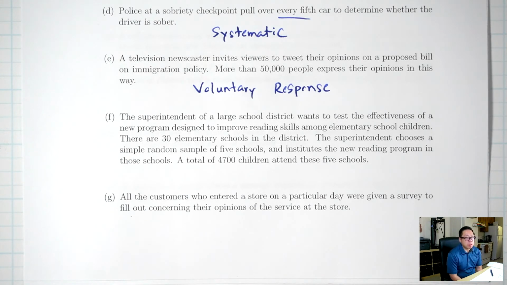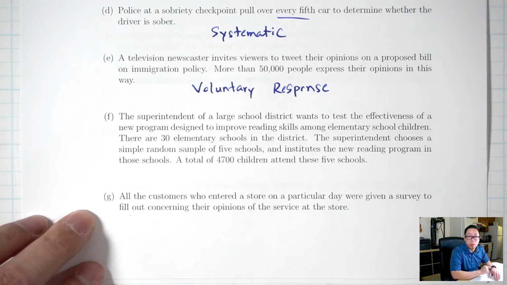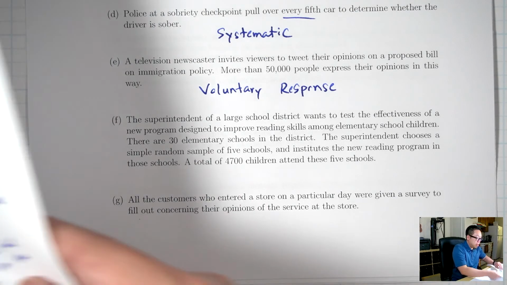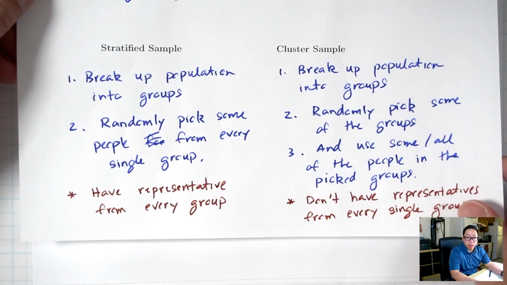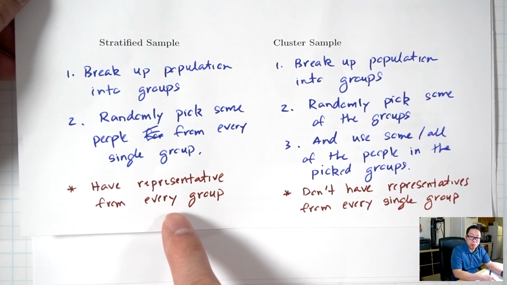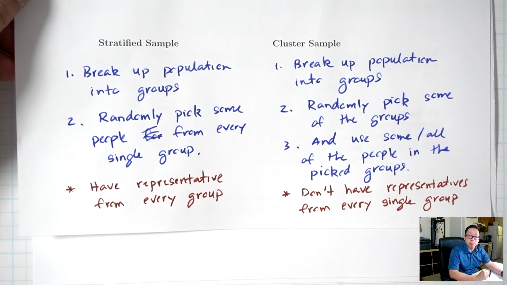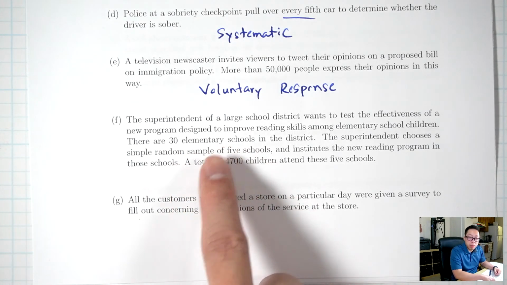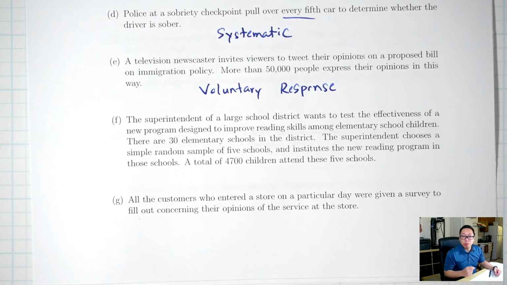So remember, we're always picking people. The question is, are these people grouped somehow? So they are grouped. They are grouped by what school they go to. So that's the groups, which would make this either a stratified or a cluster. And now the question is, do we have representatives from every single group, or only from some of those groups? The groups here are the schools. There's 30 schools. Do we have representatives from every single school?